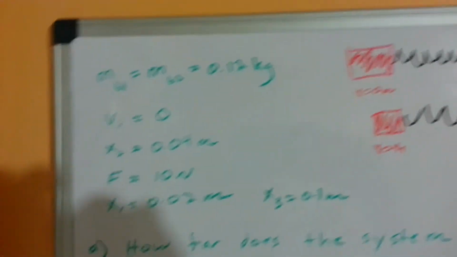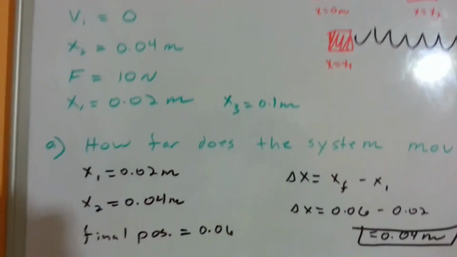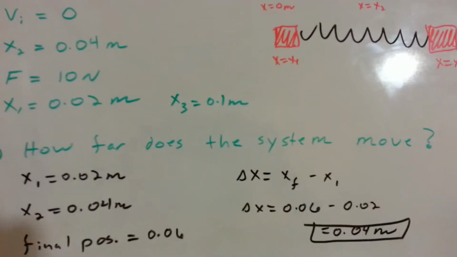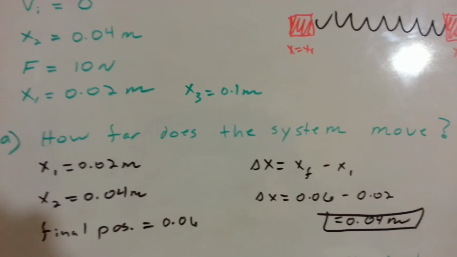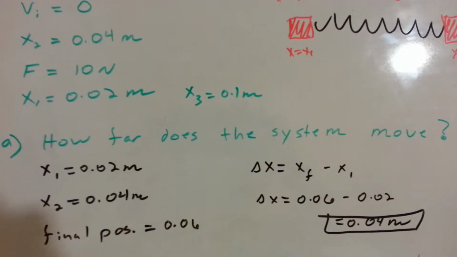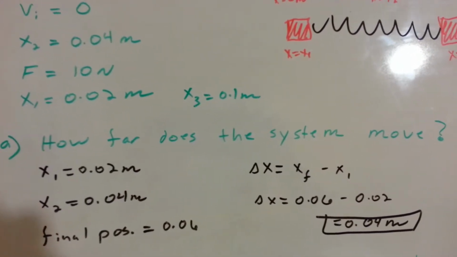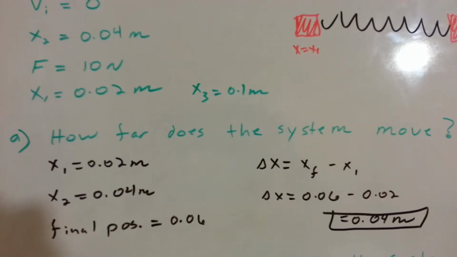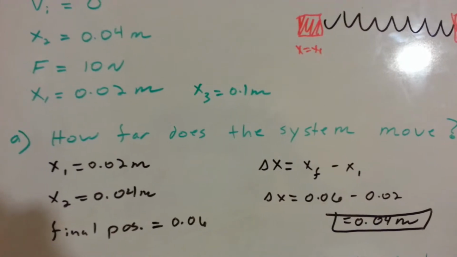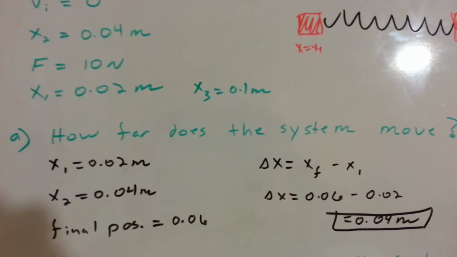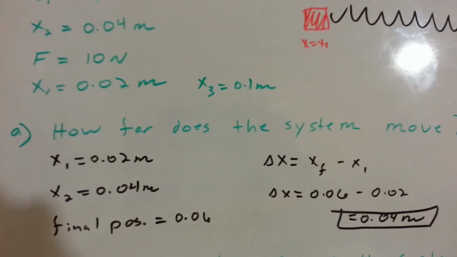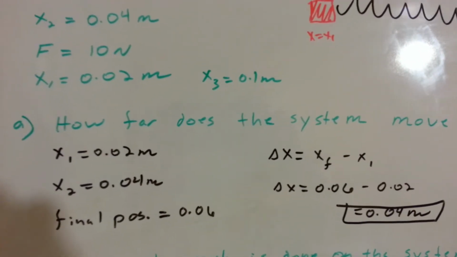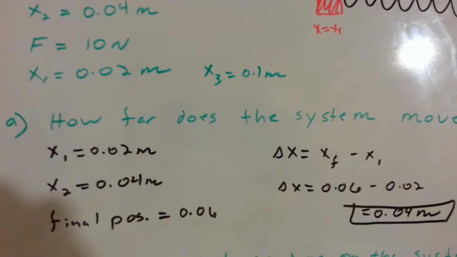Alright, let's get started. First question, how far does the system move? Well, because we're using the point particle system, our system is only a point. So, if we have that knowledge, then we have our x1, which is 0.02 meters, and it moves 0.04 meters, which means our final position is going to be 0.06 meters.